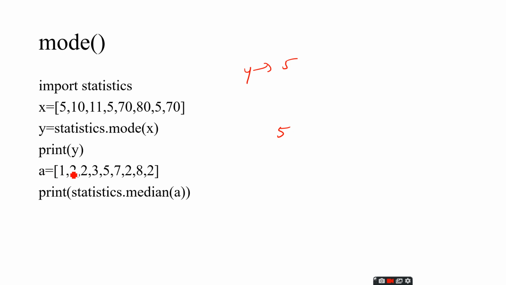Now see, in a, 2 occurred maximum. 1, 2, 3, 4. So mode of a means 2. So the output will be 5, 2. So in order to use statistics functions, we have to import statistics. Then we have to write statistics dot mode.